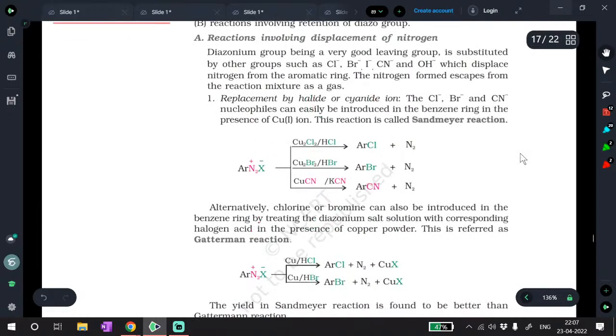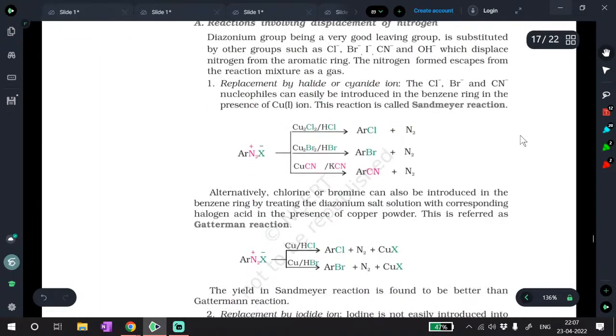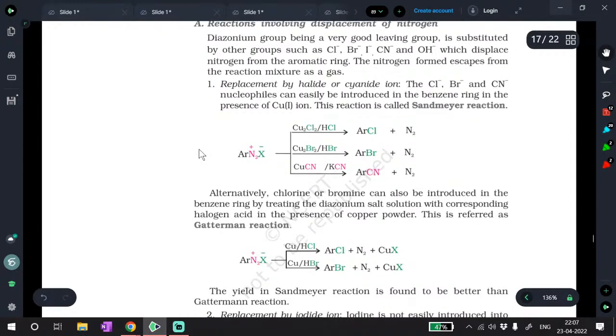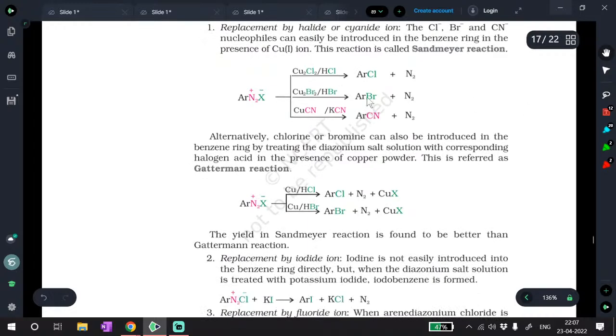In the Sandmeyer reaction, it is Cl-, Br- and CN-. They had not mentioned that here because it is the halogen chapter, cyanide chapter. So nucleophiles can be easily introduced into the benzene ring in the presence of copper(I) ion, nothing but the dimer. So Cu2Cl2/HCl, Cu2Br2/HBr, CuCN/KCN gives ArCl.